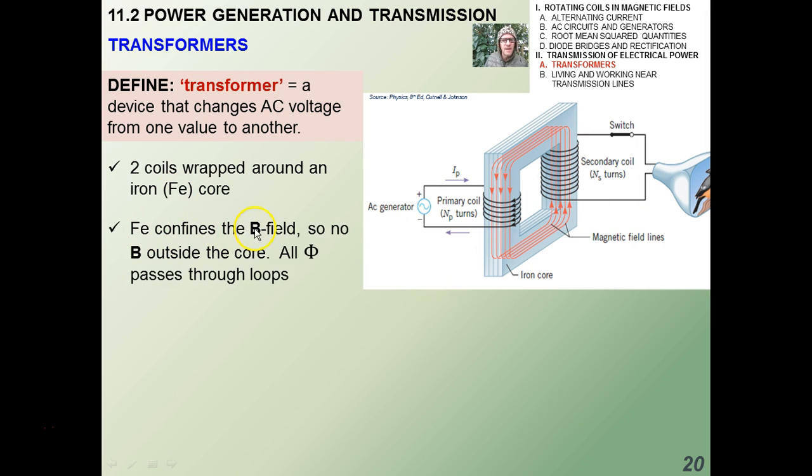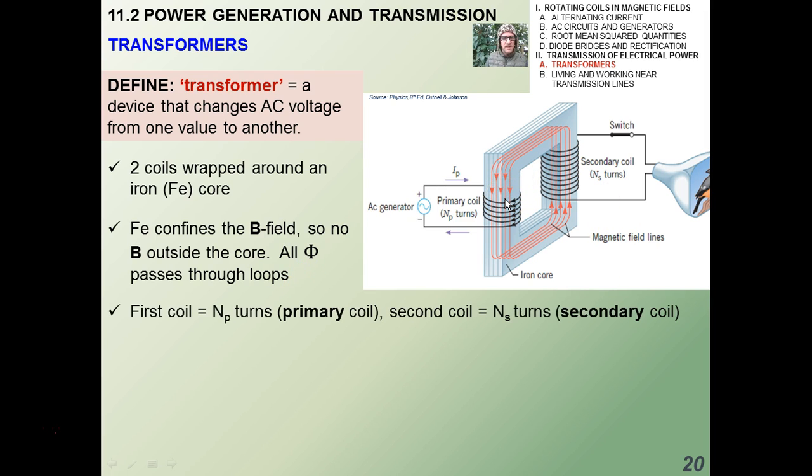The reason why we use iron is because it has the property that it confines a magnetic field inside of it very nicely. So there's very little magnetic field outside of that core. Therefore, all the flux passes through the loops. We don't have to worry about flux being wasted outside, okay?